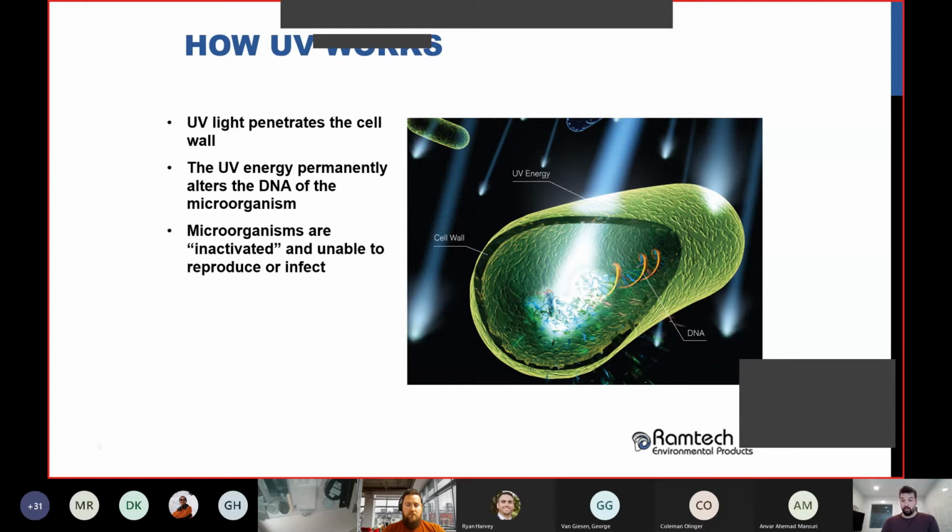The 254 nanometers is the wavelength that is most effective at interacting with the DNA of a microorganism that we are looking to disinfect. It actually gets into the DNA, fuses a couple dimers together, and keeps it from reproducing. And we say kills, but in reality, it's just inactivating them. It's not necessarily killing them, but it is keeping them from reproducing and causing harm.